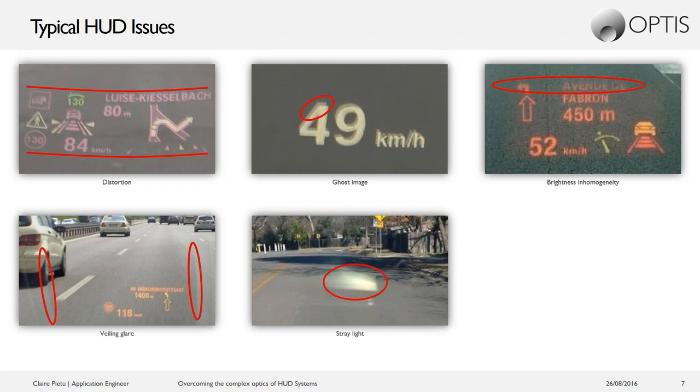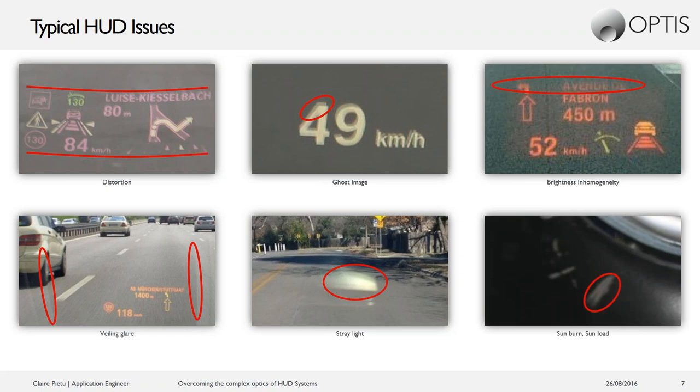Then we have stray light, which is light from the sun going inside the system, reflecting, for example, on the mirrors, and then going back out and creating hotspots on the windshield. And finally, sunburn, which is light from the sun melting plastic parts when it goes inside the projection system. Those last three are due to the environment, meaning the sun and the rest of the car.